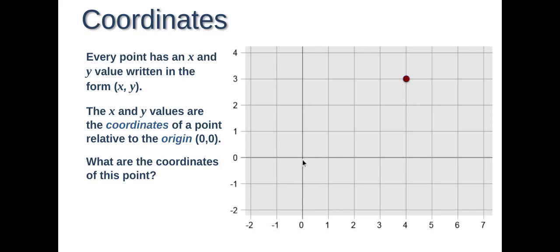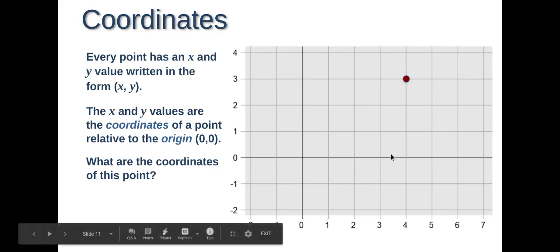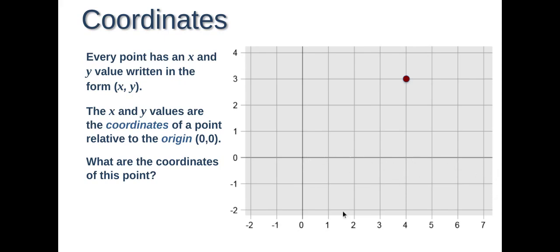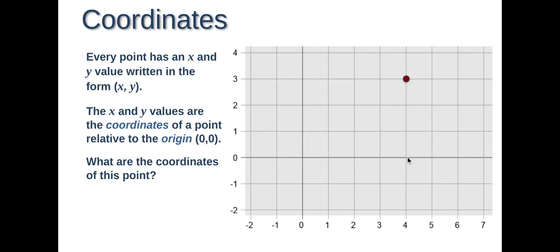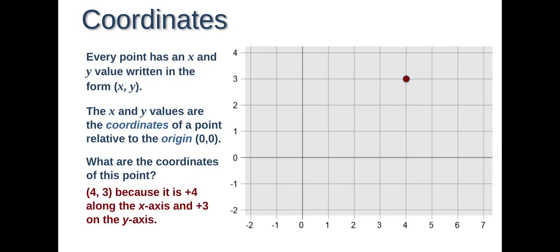So first I'm going to do my x. Anything on this side of the line is positive, which is valued down here. So it's over 1, 2, 3, 4. So my first number is going to be a 4. Now I'm going to go up. It's also going to be positive because I'm going up or north. So 1, 2, 3. So therefore, my coordinates are going to be 4, 3.